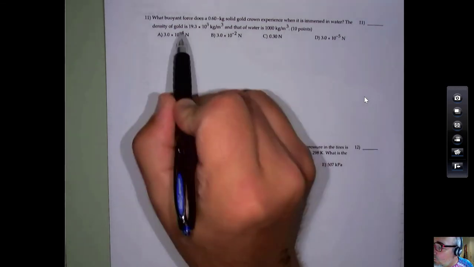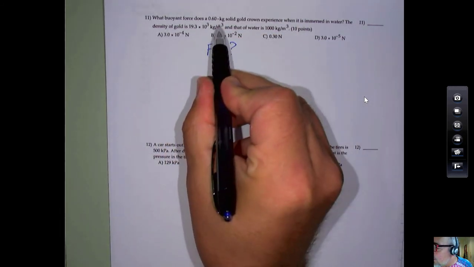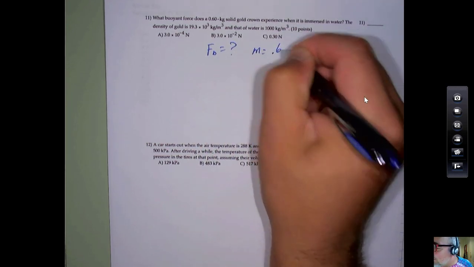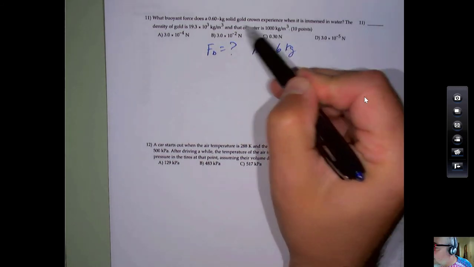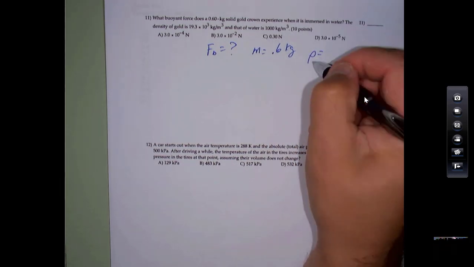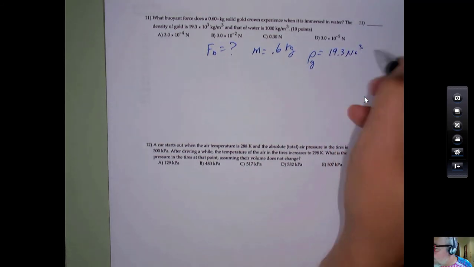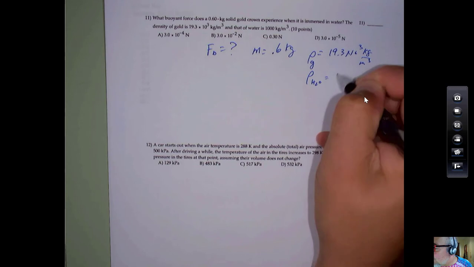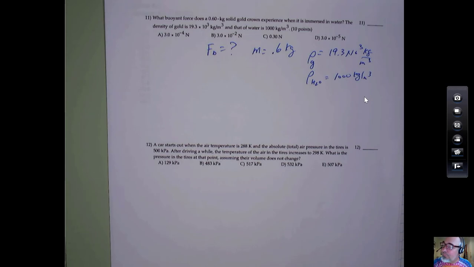Okay, what buoyant force, how much is the buoyant force? In other words, does a 60 kilogram gold crown, or sorry, 0.6 kilograms. Yeah, 60 would be a lot. Experience when it's immersed in water. The density of gold is 19.3 times 10 to the third kilograms per cubic meter. The density of water is 1,000. So we just want the buoyant force.